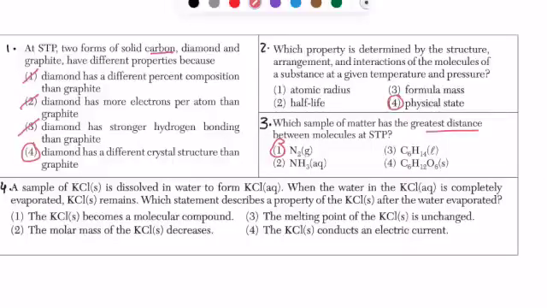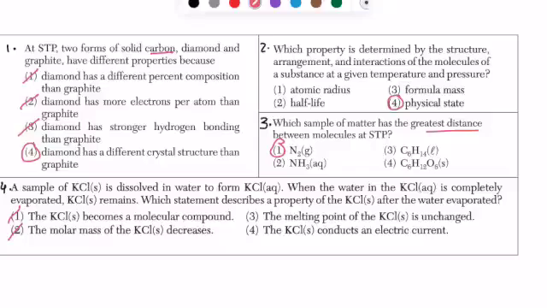A sample of KCl solid is dissolved in water to form KCl aqueous solution. When the water is completely evaporated, KCl solid remains. Which statement describes the property of KCl solid after the water evaporated? So, the KCl becomes a molecular compound. Well, that means KCl is not KCl anymore, so that's not true. The molar mass of KCl decreases. No, it will not, because it's still KCl. Same formula, so molar mass is not impacted.